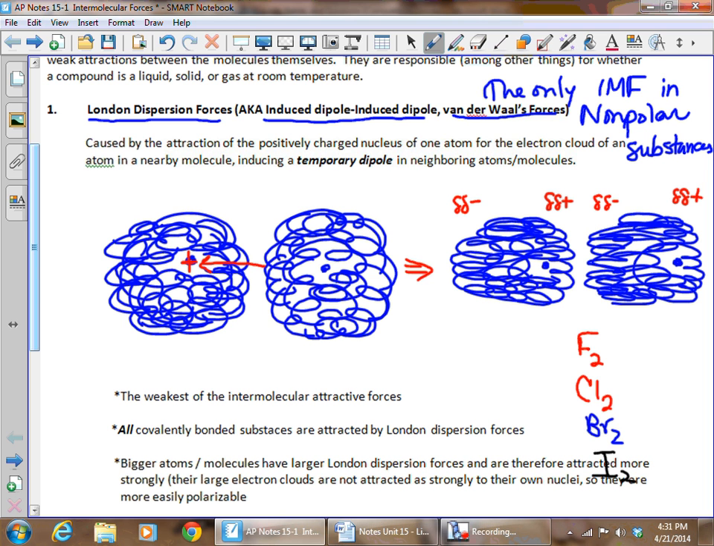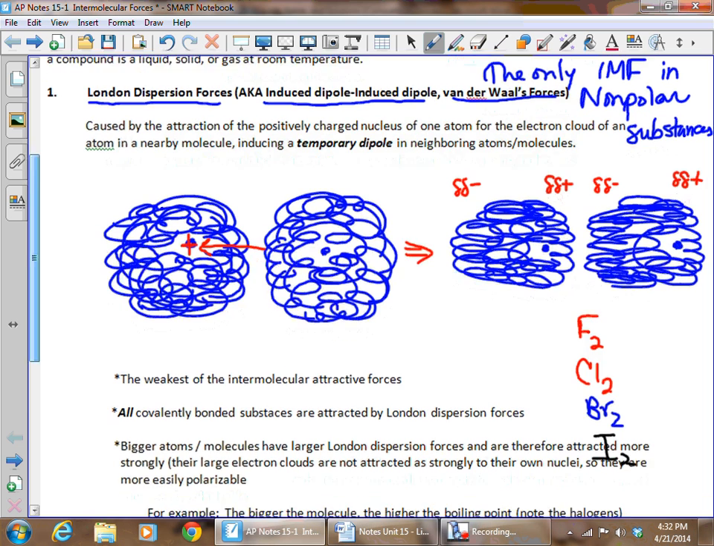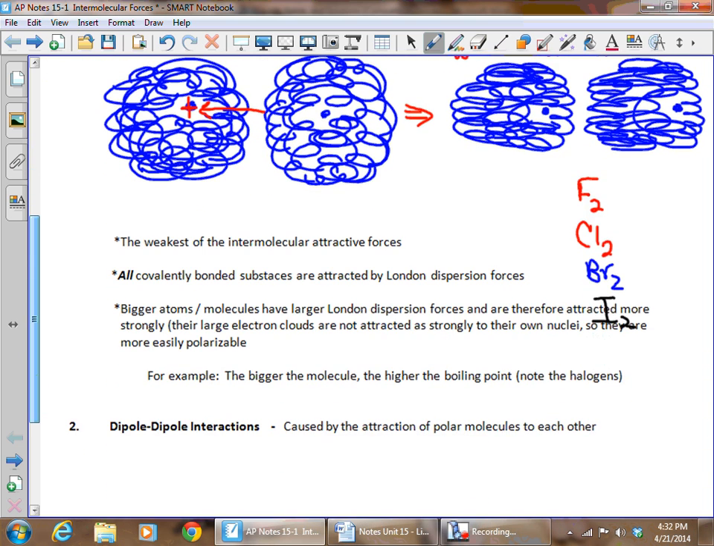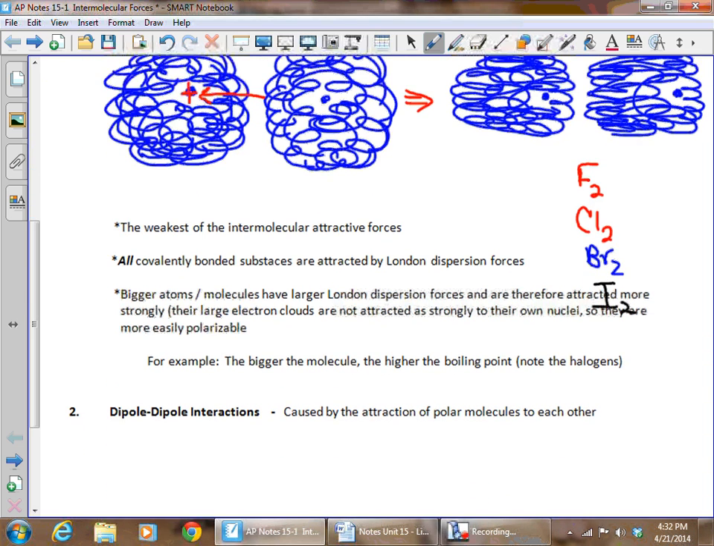And because of that, at room temperature, the iodine molecules are going to be attracted to each other strongly enough that they're actually going to be a solid at room temperature. Fluorine's zipping around there. It's little. Its electron cloud is not very polarizable. It is going to have to get quite cold for that to turn into a liquid or a solid. So bigger atoms tend to have larger London dispersion forces.